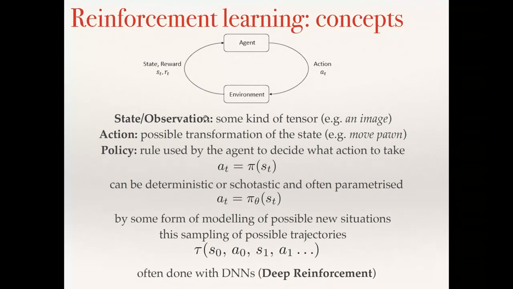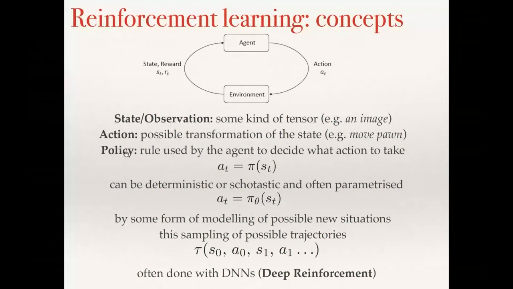So in practice, this state or observation will be some kind of tensor. For example, in the case of Go, you could introduce the information of the state as an image that shows the board. And this image will be a matrix, 19 times 19, with a coding for being empty, having a white piece or a black piece. The action that you take is essentially a possible transformation on the state. In chess, it could be move this pawn to that position. In Go, it could be place this piece in that particular position, which essentially is taking that state and changing it.